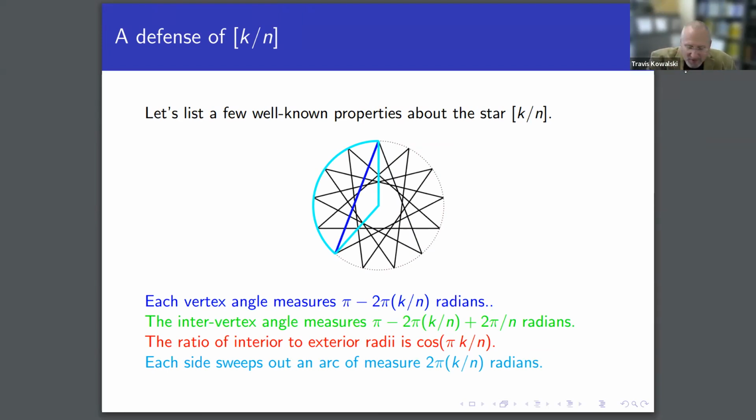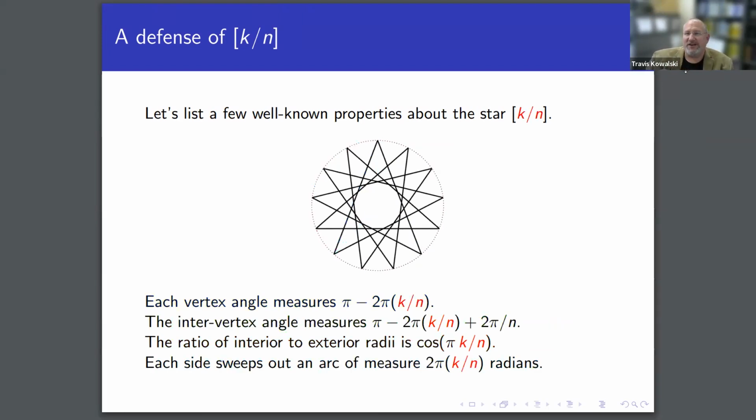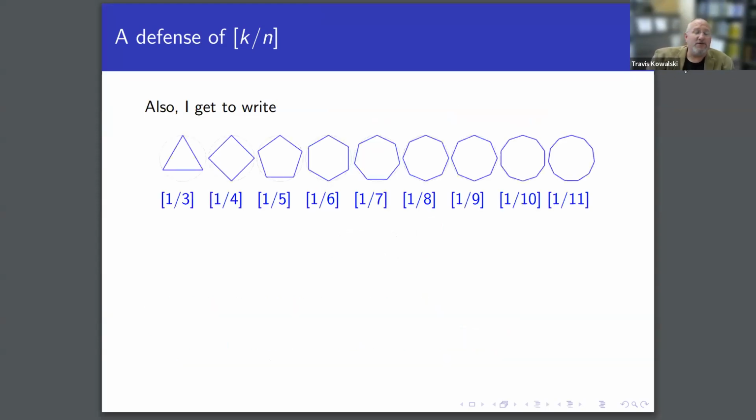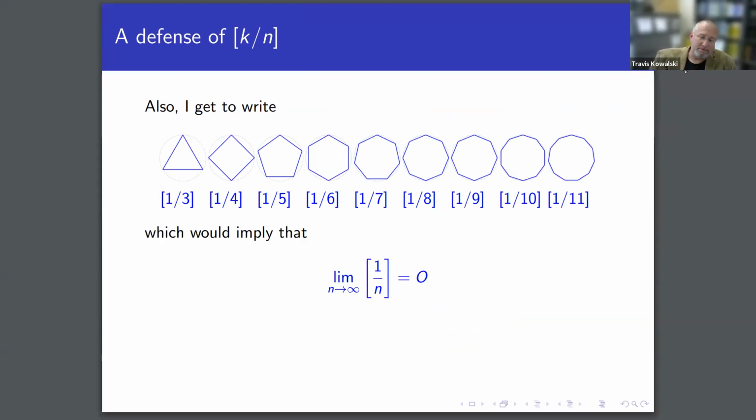I don't expect you to memorize any of these numbers. I just want to point out that every geometric property of these stars involves the fraction k over n, not n over k. Additionally, if you use the skip over sides, then every single polygon can be written as 1 over 3, 1 over 4, 1 over 5 reciprocals. And so you can write this terrible pun.